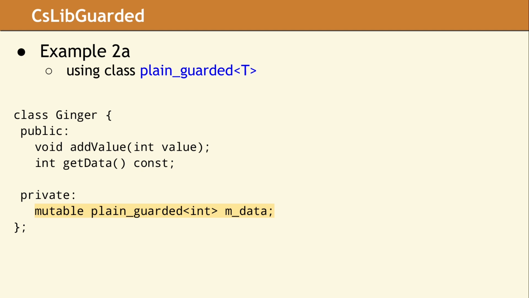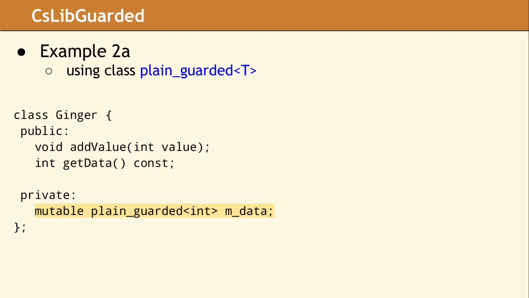This example shows how to use the most basic class provided in the CsLibGuarded library. All of the classes in this library are templates, and it is a header-only library. It is open source with a BSD license. Full source code is available on GitHub in the CopperSpice project.